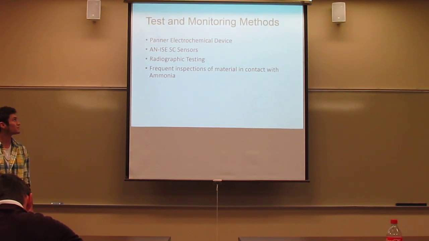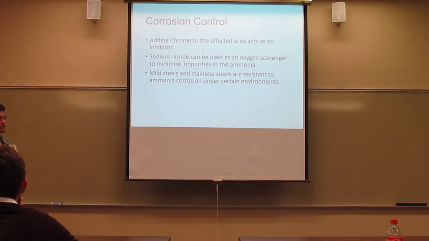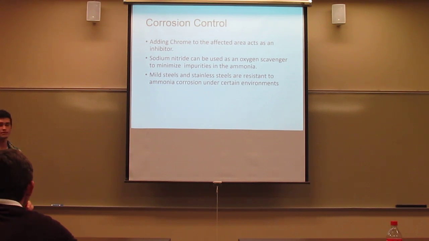Testing and monitoring methods: Hanner electrochemical device, ANISE, SC sensors, radiographic testing, and frequent inspections of material in contact with ammonia. Corrosion control: adding chrome to the affected area acts as an inhibitor. Sodium nitride can be used as an oxygen scavenger to minimize impurities in the ammonia. Mild steels and stainless steels are resistant to ammonia corrosion under certain environments.